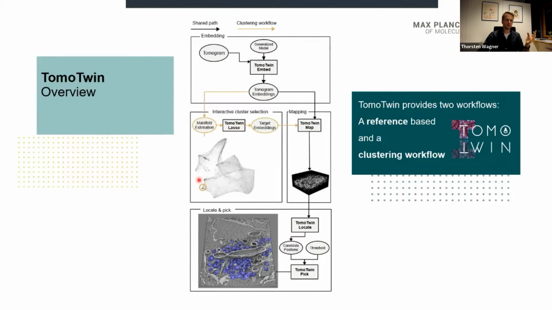So you circle those clusters, and then for each of those clusters, you calculate one average, basically, and that is your target embeddings. So for 3 clusters, you get 3 target embeddings. Then again, you calculate the probability map using TomoTwin map, and with TomoTwin locate, you can then identify the positions and check them using Napari. All right.